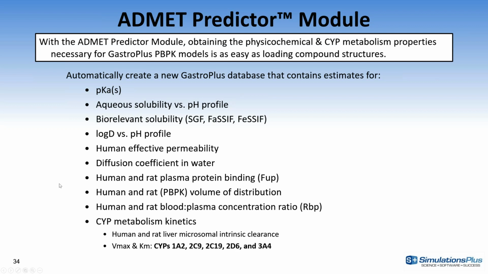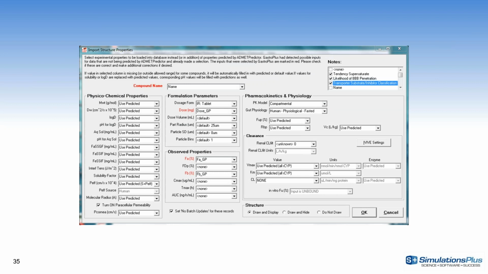The way these are imported into GastroPlus is through the import dialog box. And all these models are contained in the GastroPlus distribution files. So you don't have to separately install ADMET Predictor. All of them will be available within GastroPlus just by installing GastroPlus.